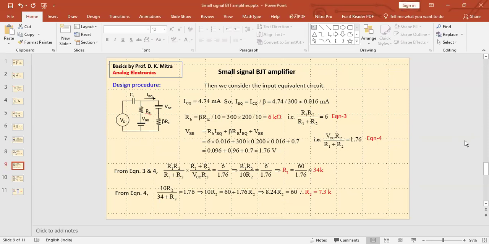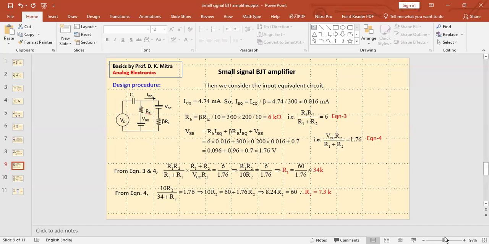Yesterday, or rather last lesson, we have practically designed and implemented a common emitter small signal amplifier. And as I promised yesterday, in today's lesson we shall analyze the performance characteristics or performance parameters of that amplifier. In the meantime, I want to go back to this calculation also.